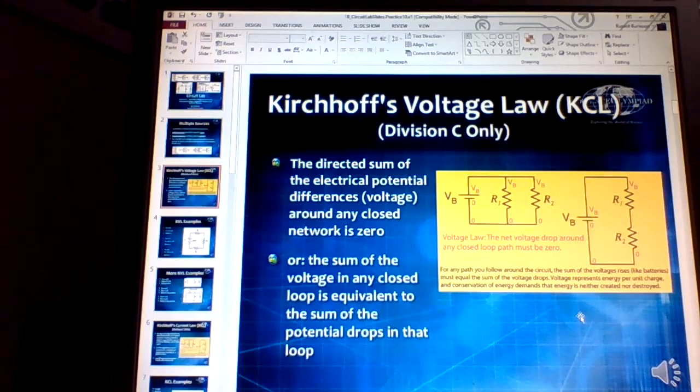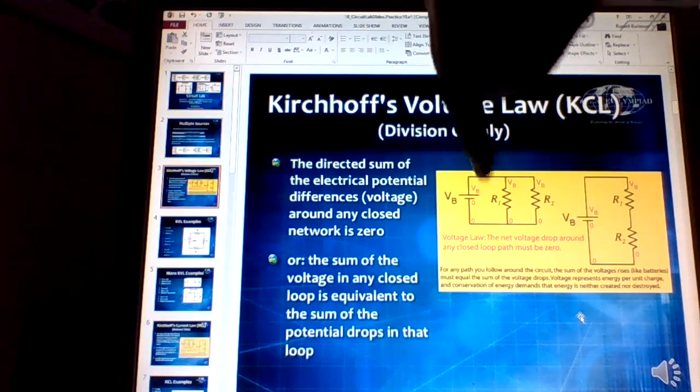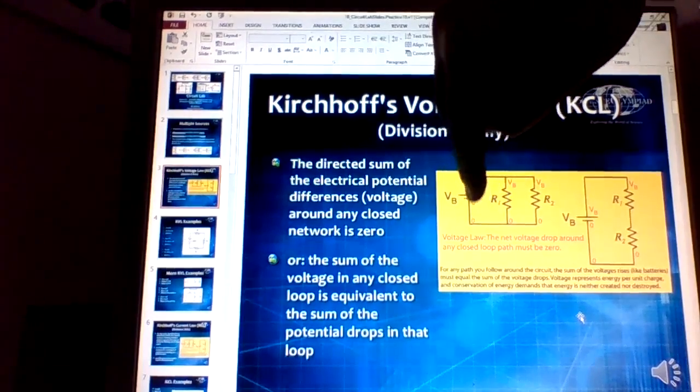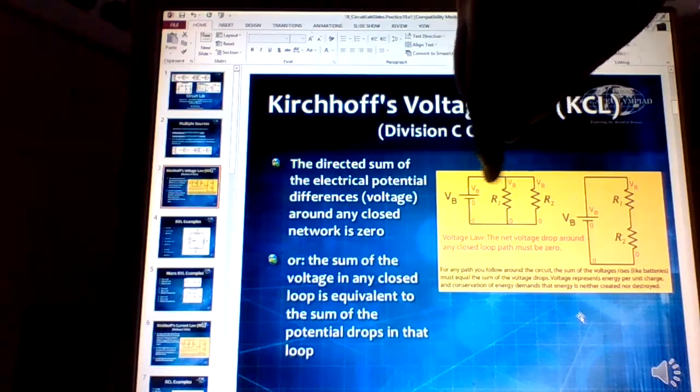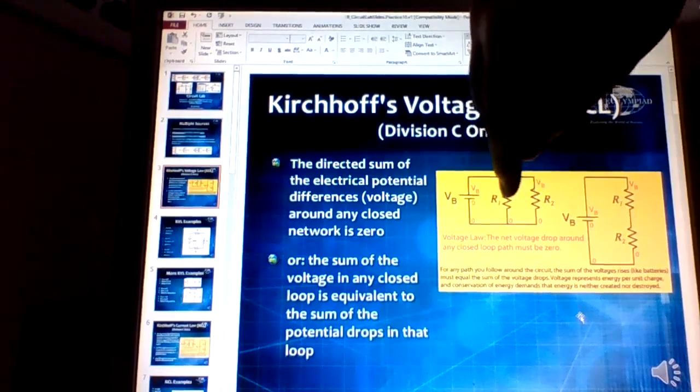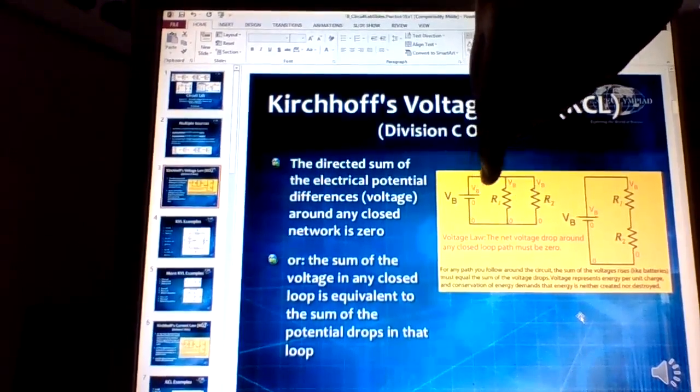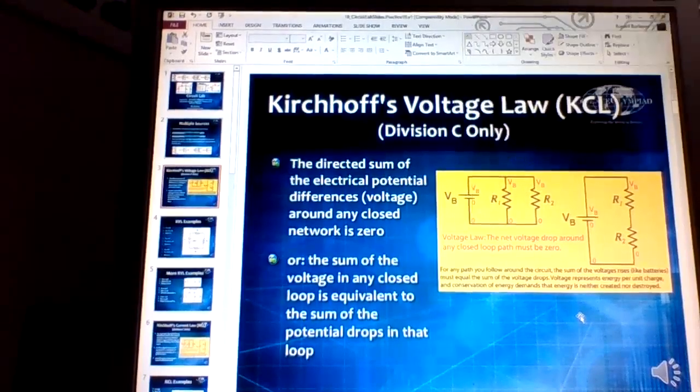Kirchhoff's voltage law is only going to be asked in Division C, but it's a good thing to know. Basically what it says is that if I make a loop anywhere around a circuit, so here I can actually have 3 loops. I can have a loop around here, I can have a loop around here, and I can have a loop around the whole thing. The voltages will all add up to each other.